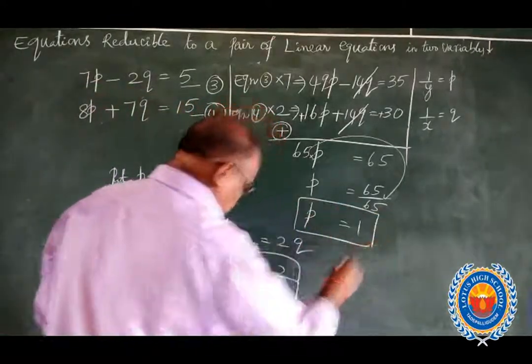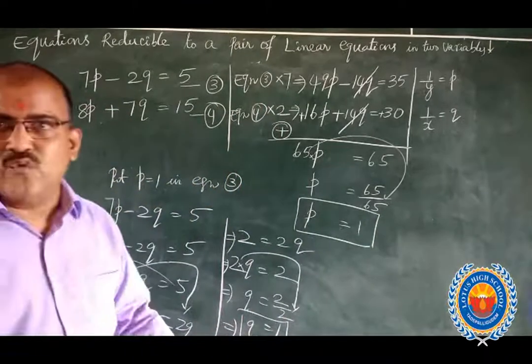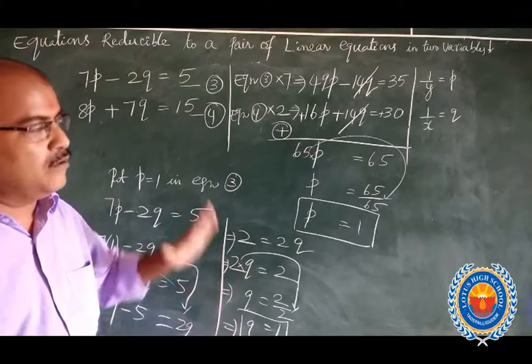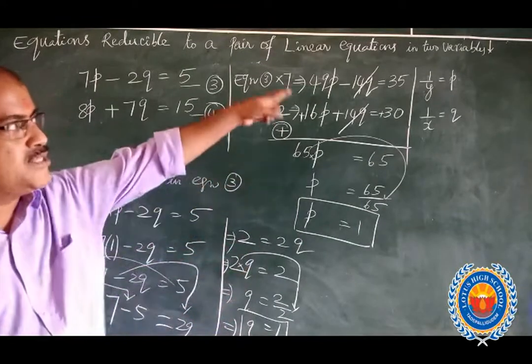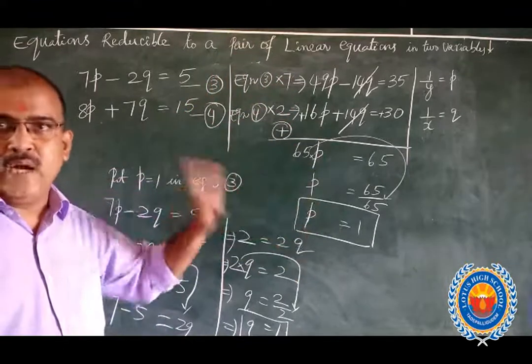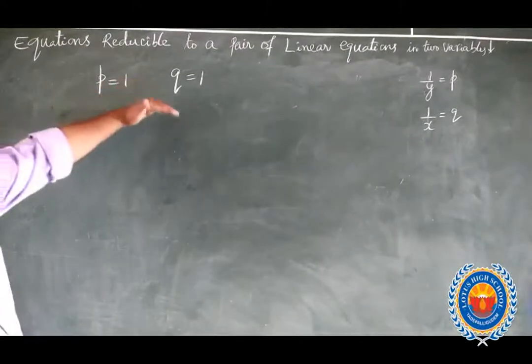I got p is equal to 1 and I got q is equal to 1. This is not the final answer. Now we have to substitute these p and q values in 1 by y and 1 by x so that we get the x value and y value.